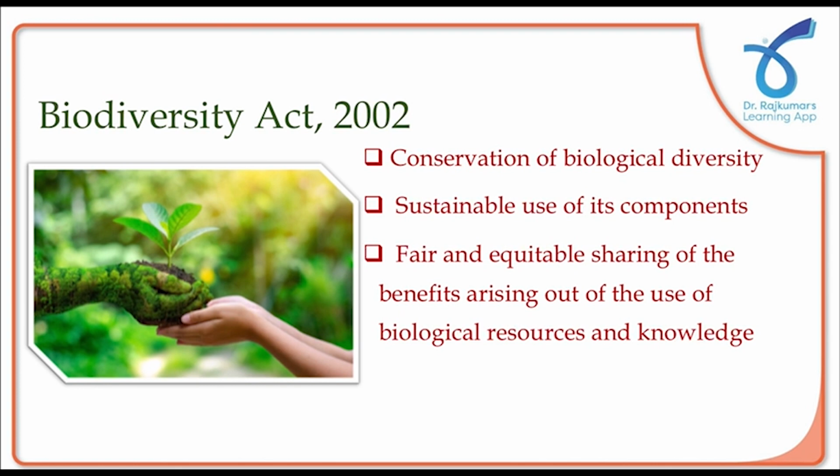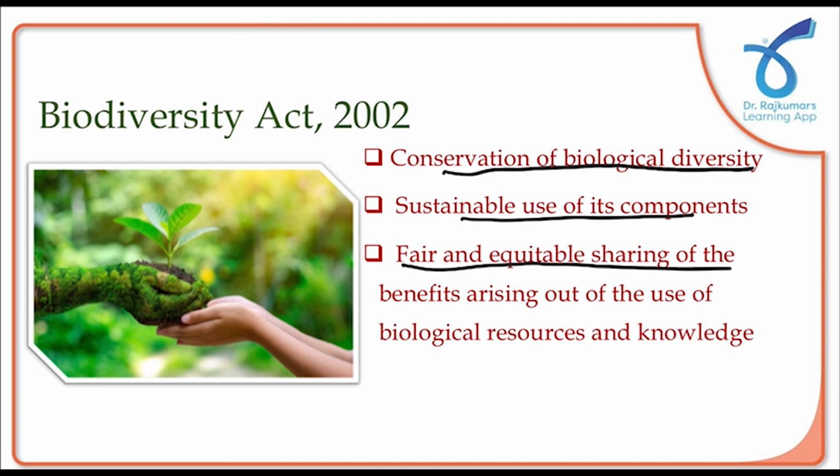Now that we know what biodiversity is, and we understand its importance as quite essential for the protection of life on the planet, what has the Government of India done to conserve this biodiversity? Well, the Government of India has come out with the Biodiversity Act 2002. What does this act do? The act speaks about conservation of biodiversity. It has enabling provisions to conserve biological diversity. It speaks about sustainable use of its components, and also about fair and equitable sharing of the benefits arising out of the use of biological resources and knowledge.